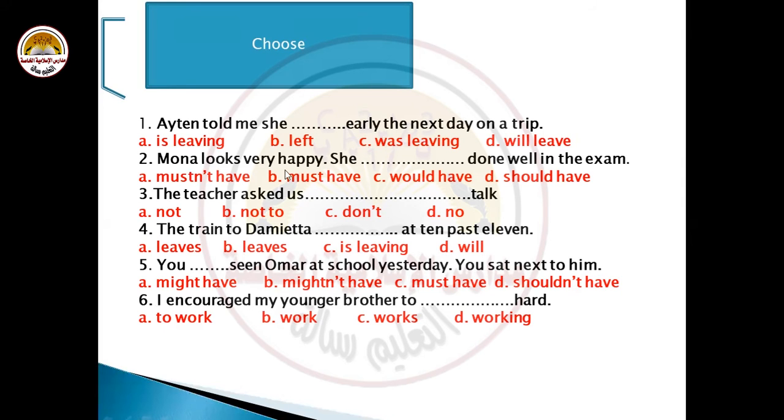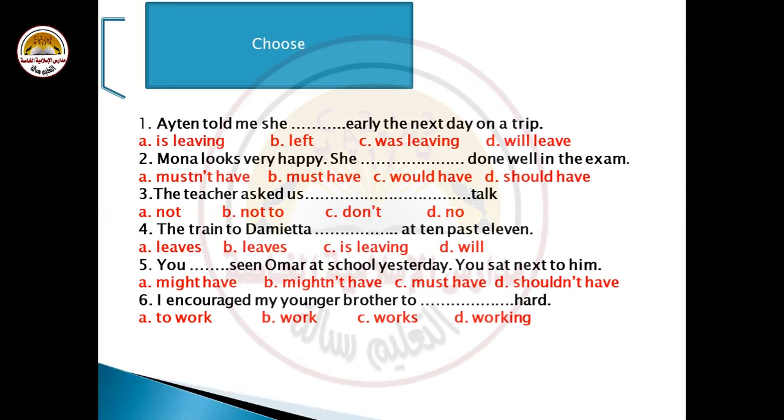Number 2, Mona looks very happy. She must have done well in the exam. Deduction. She looks very happy. She must have done well in the exam. She must have done, I'm sure. Okay, she looks very happy, so she must have done well in the exam.